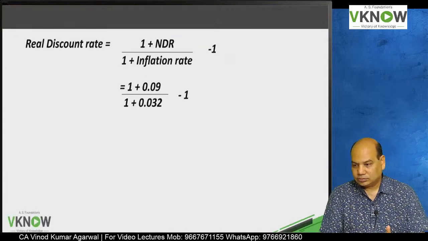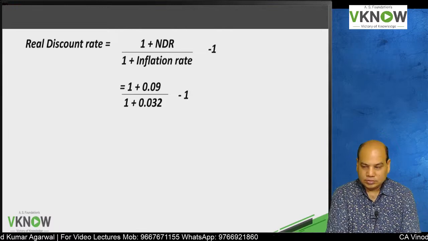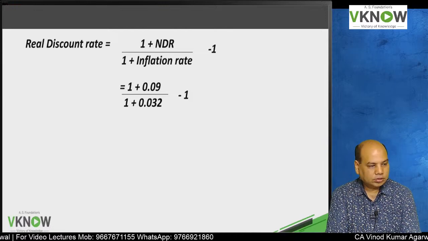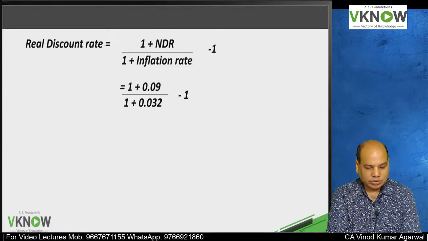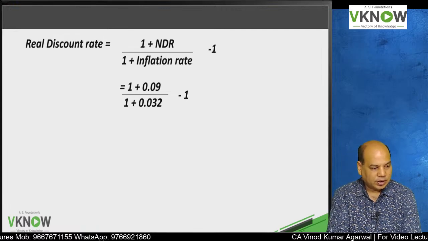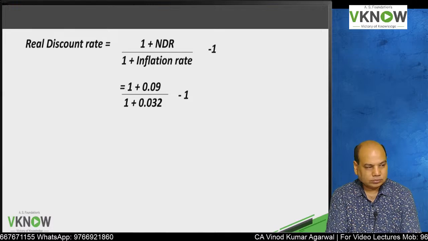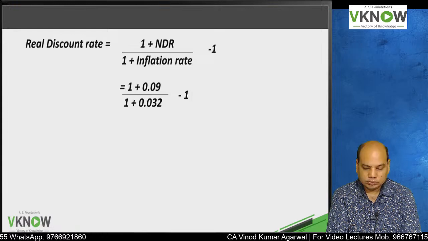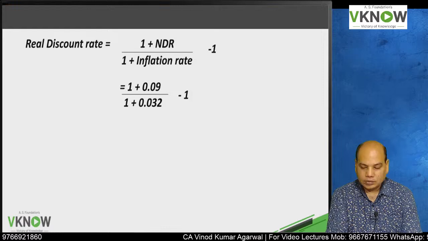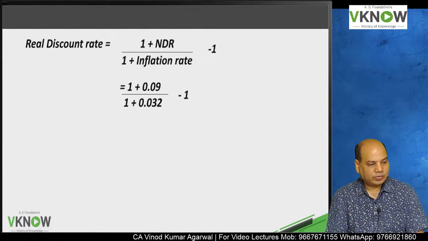So first write down step 1, real discount rate. Real discount rate is equal to (1 plus nominal discount rate) upon (1 plus inflation rate) minus 1. Then write down: equal to (1 plus 0.09) upon 1.032 minus 1.